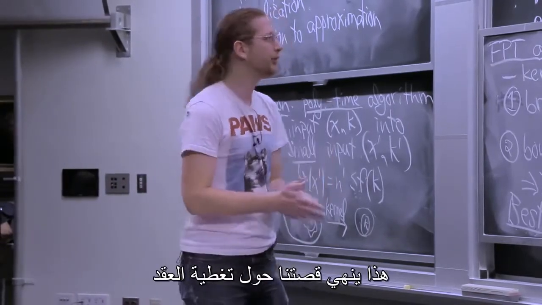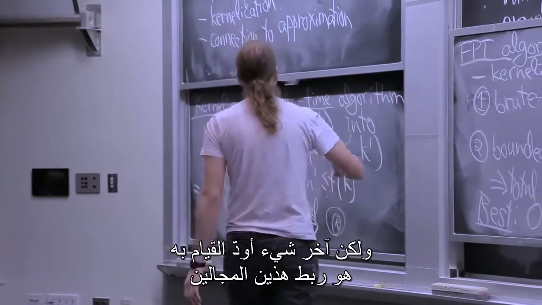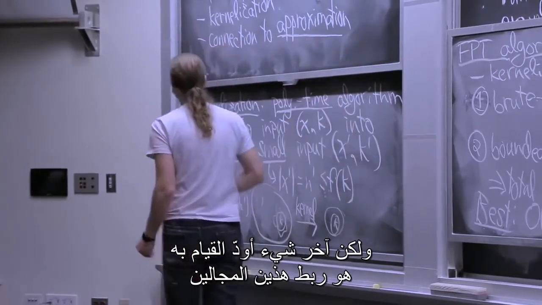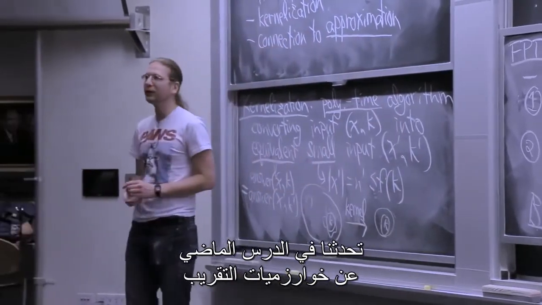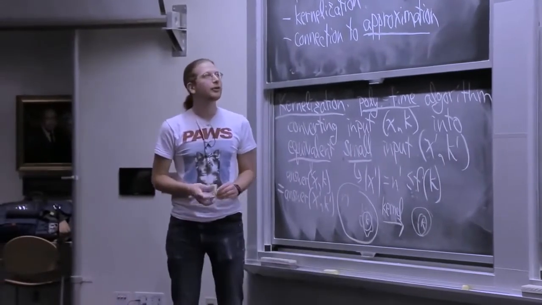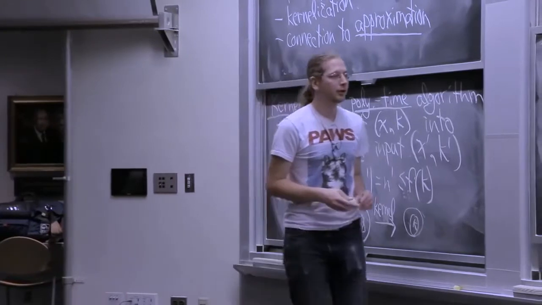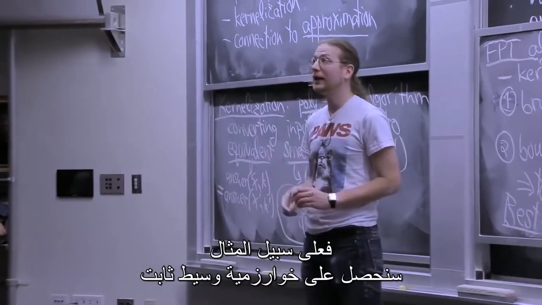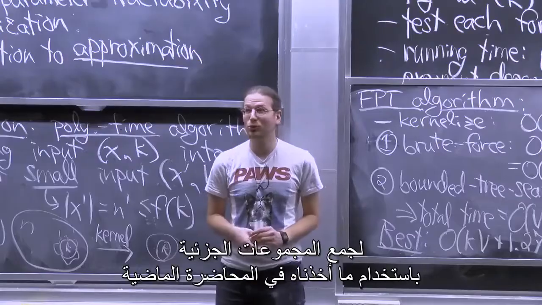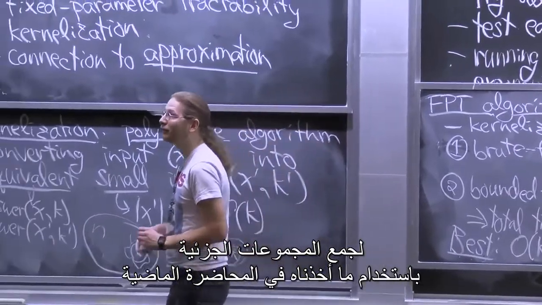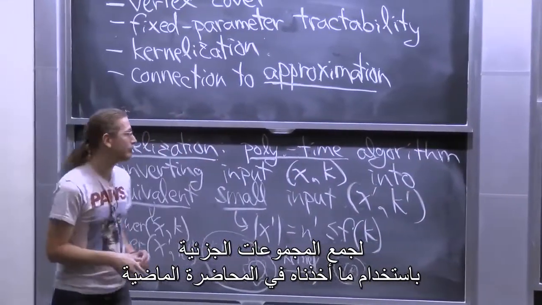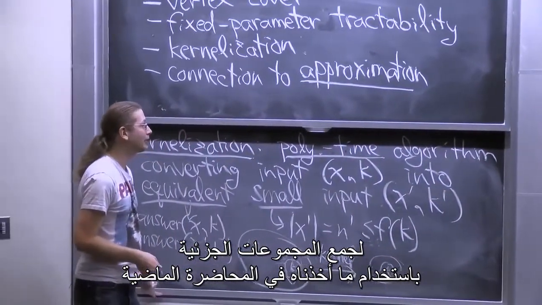This ends our vertex cover story. But the last thing I want to do is connect up these two areas. Last class we talked about approximation algorithms. This class we talked about fixed parameter algorithms. They are actually closely related. And so, for example, we will get a fixed parameter algorithm to subset sum using what we already had last lecture.